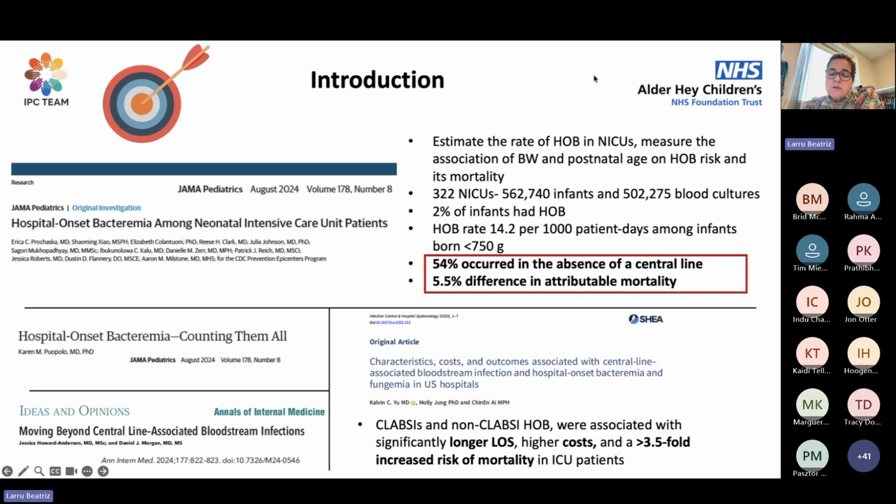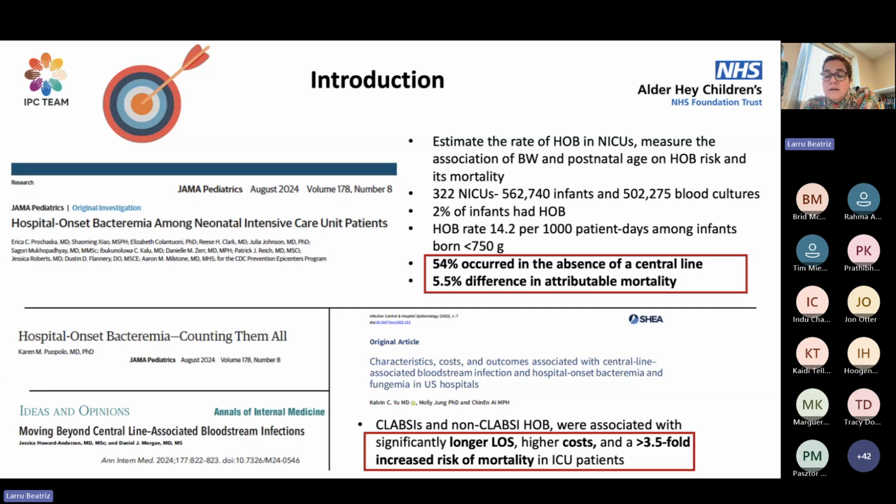Okay, so that was also seen in the neonatal population. So this is a paper, again, published in JAMA, where you can see that in NICU, this is a huge study, including, I think, more than 1 million babies, and almost 500,000 in NICU, and 2% of these infants will have a hospital-onset bacteremia. And as you can see, almost 55% of them, of the hospital-onset bacteremia in this NICU population, happen without a central line. These patients, if you only do CLABSI surveillance, you will miss them because they didn't have a central line, so they will not be included in your surveillance efforts.